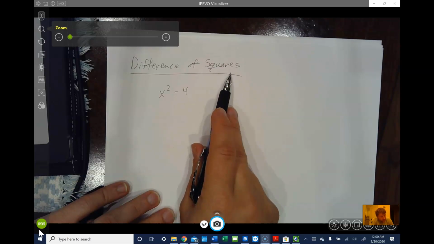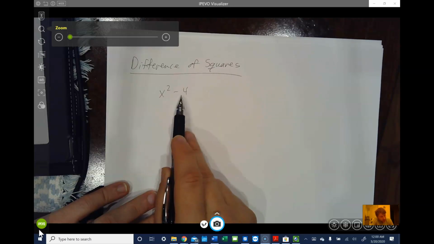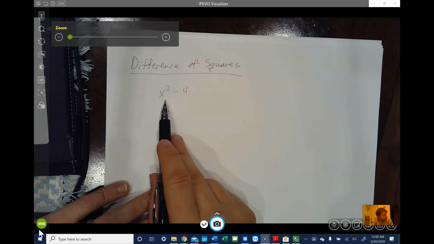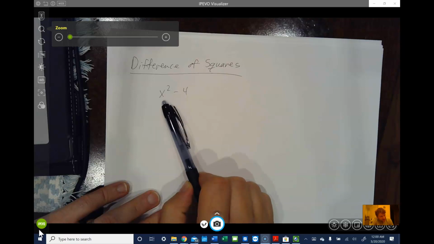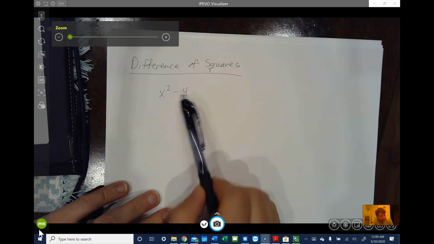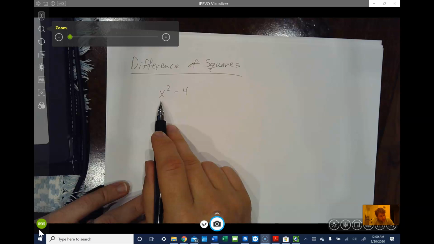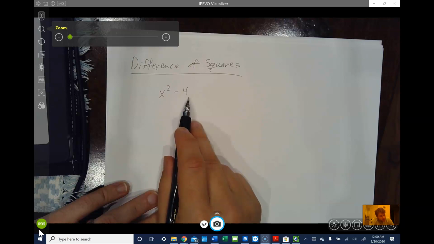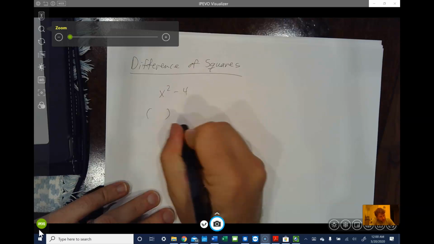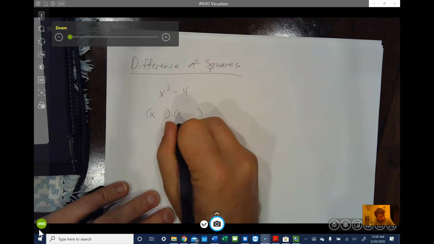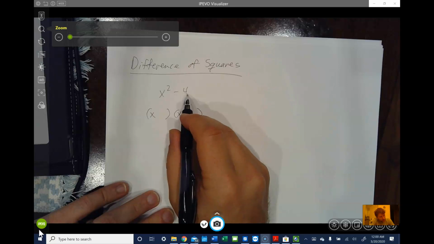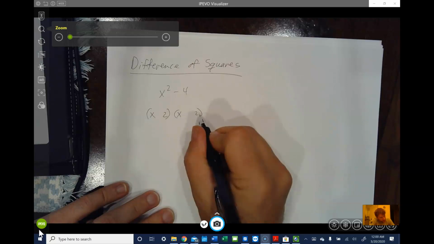That means perfect squares. That means two terms that are perfect squares. A term is a perfect square if something times itself gives you that term. So x squared is a perfect square, and 4 is a perfect square. What multiplies to give x squared? x and x. So I'm going to put an x and an x there. What multiplies to give you 4? 2 and 2. So I'm going to put a 2 and 2 there.